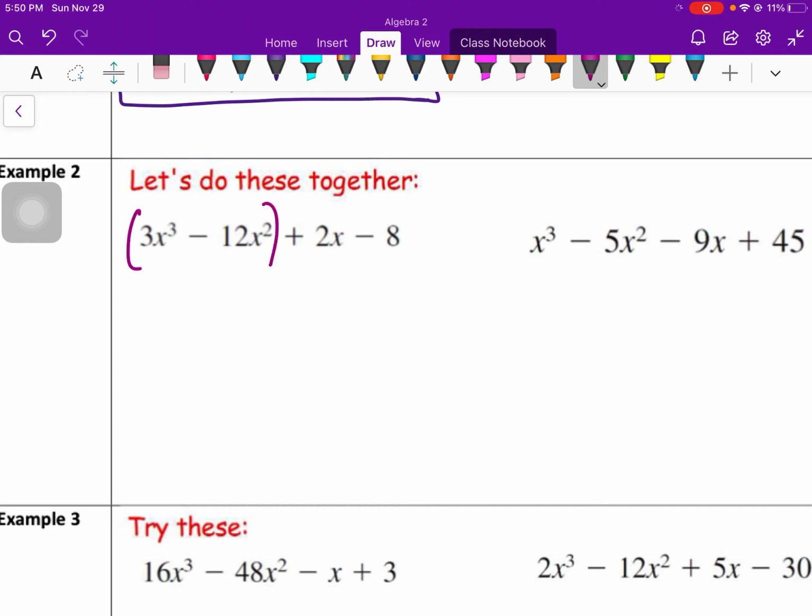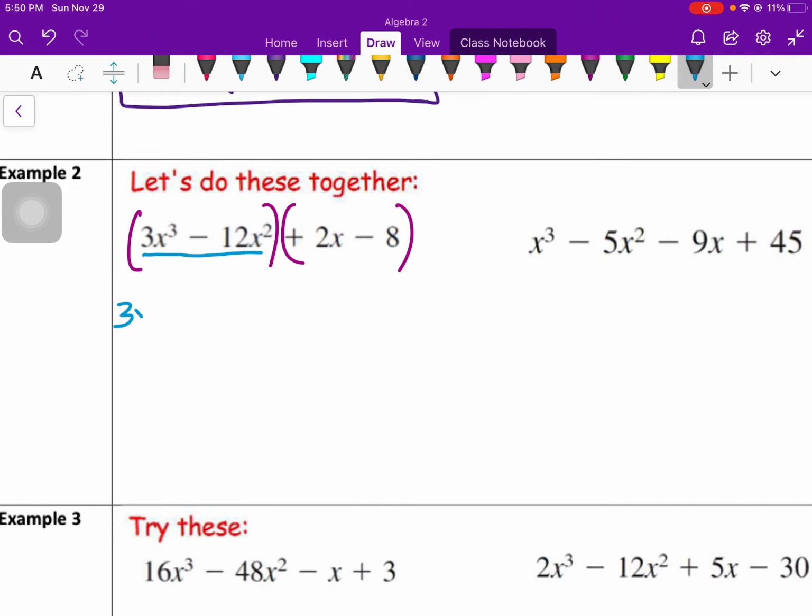We're going to group our first two terms and our second two terms and pull the greatest common factor out of each. In this first one, I've got 3x cubed minus 12x squared. I can take a 3x squared out, and I'm left with an x minus 3 times 4, which gives me 12. And in my next set, I've got a 2x minus 8. All I can take out is a plus 2, and I'm left with an x. Positive 2 times negative 4 gives me 8.